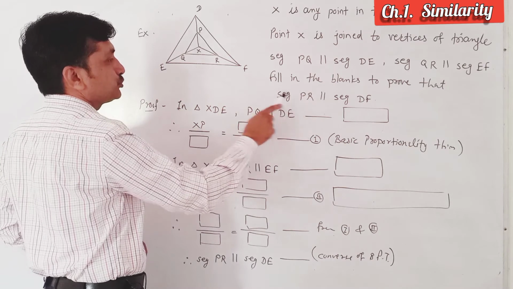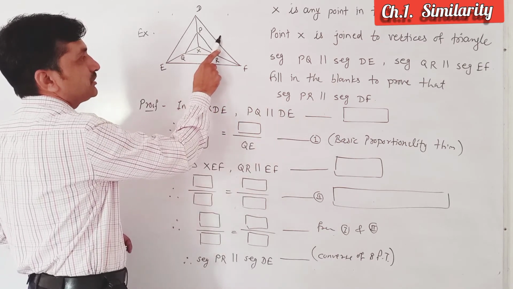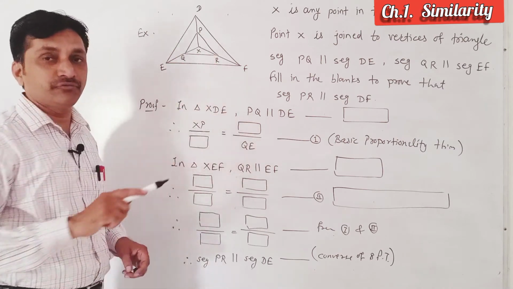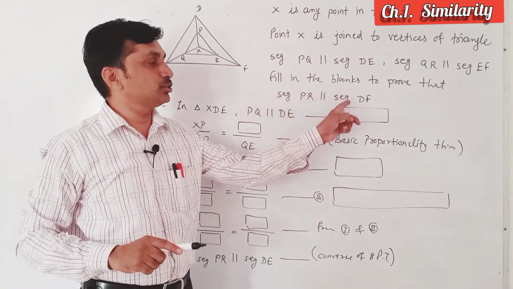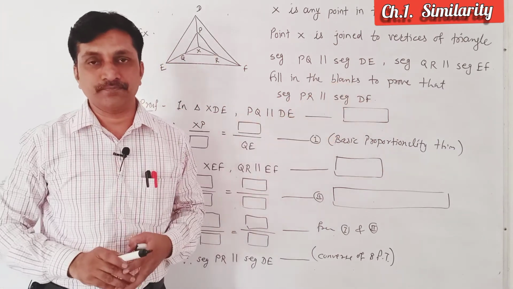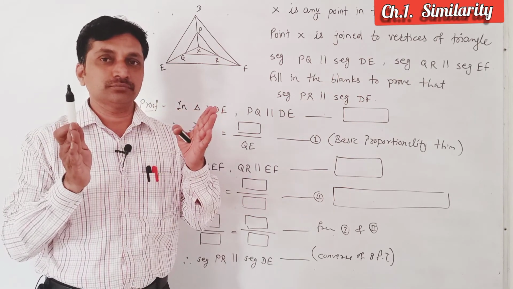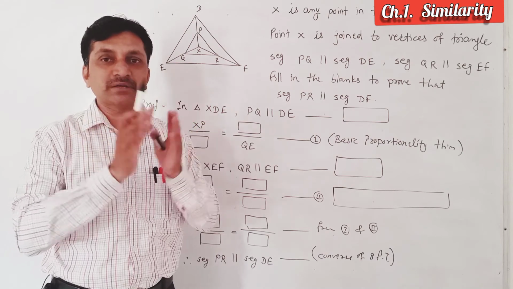Then fill in the blanks to prove PR parallel to DF. We have to show the line PR is parallel to DF. If we want to show a line parallel to a side, that is by the converse of BPT. If you want to show sides are in proportion, the ratio is equal, then that is by BPT.